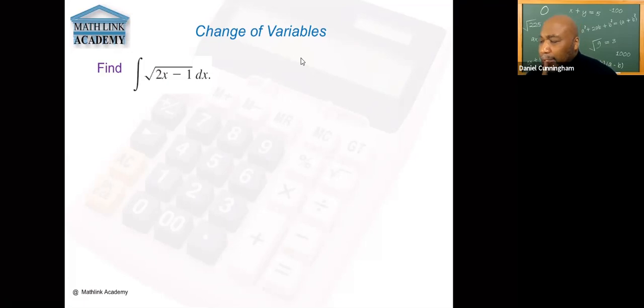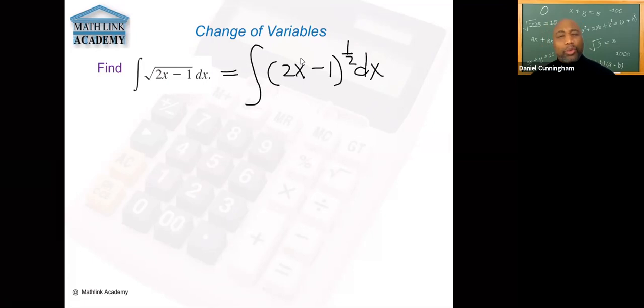Let's look at this problem a little differently. This can be written as (2x minus 1) to the 1/2 power dx. So all I did was rewrite the original equation. That helps me look at it a little differently because now I'm thinking about letting this 2x minus 1 be my u. I'm going to show you why.